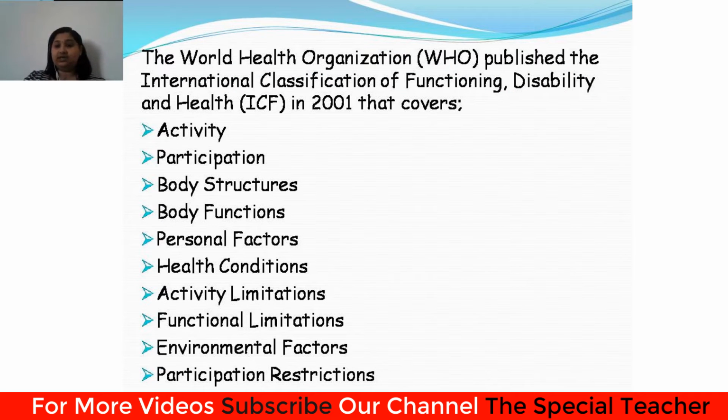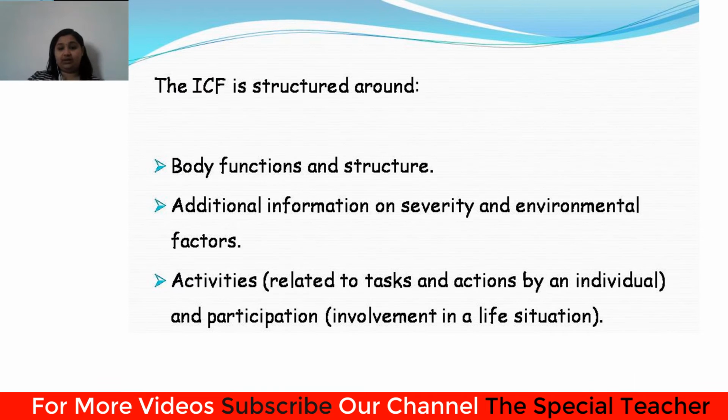So the World Health Organization looks at activity limitation and functional limitation, that is, how well the child can function as a normal human being, in a normal setup or a normal classroom. And next are the environmental factors. It is not us, but the environment which helps the child. And next is the participation restriction.